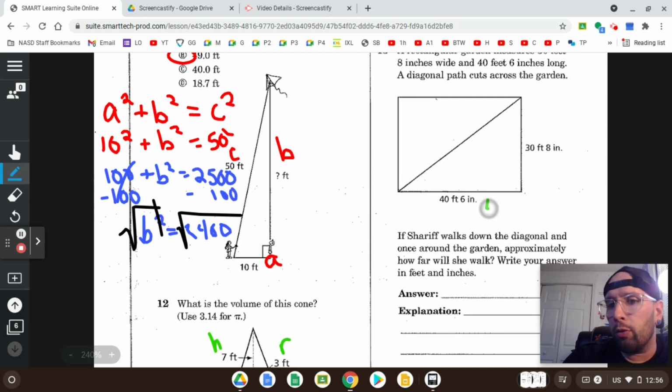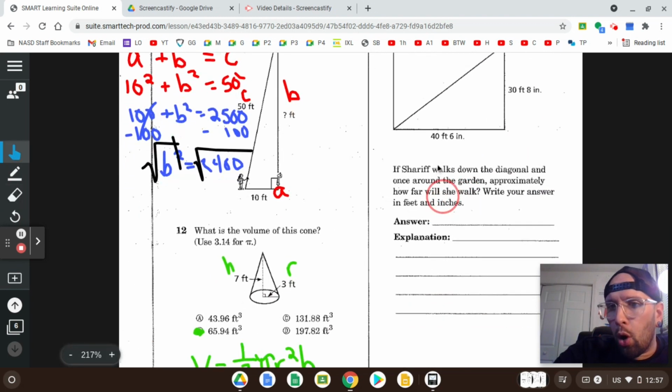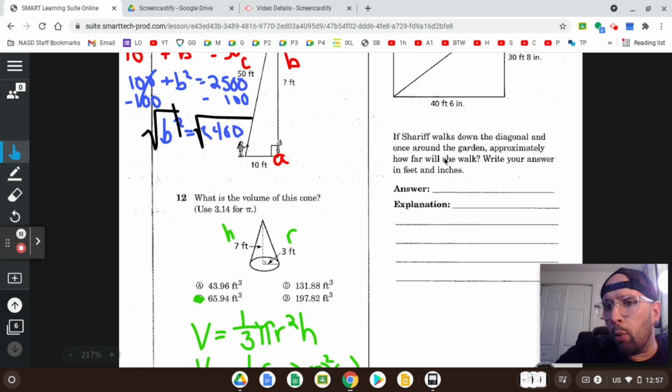So I'm going to do 40.5. 8 inches is 2/3 of a foot. So I'm going to do 30. Wait, no. I remember this problem. I'm being careless. I'm being dumb. Sharif walks down the diagonal and once around the garden. Approximately how far will he walk?